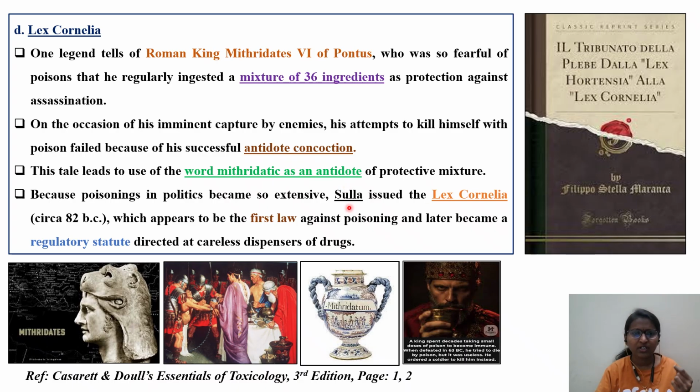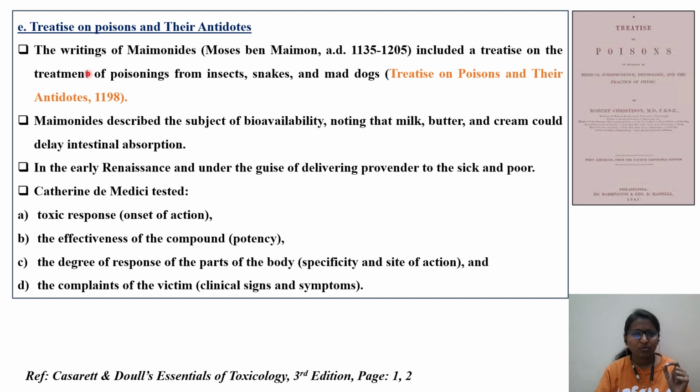Then later on, another one of the ministers, named Sulla, proposed this Lex Cornelia, which was nothing but the first law against poisoning and later became a regulatory statute. So remember the important thing: mithridate. This you will come across always.